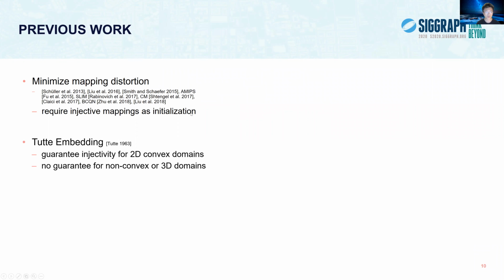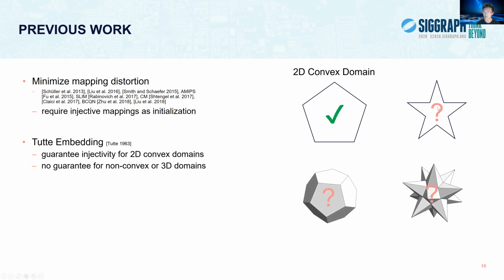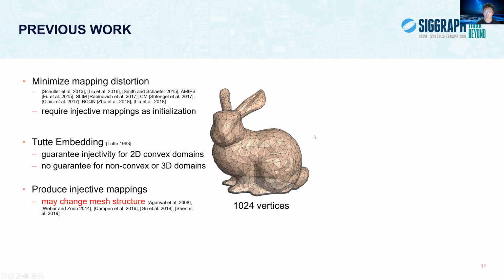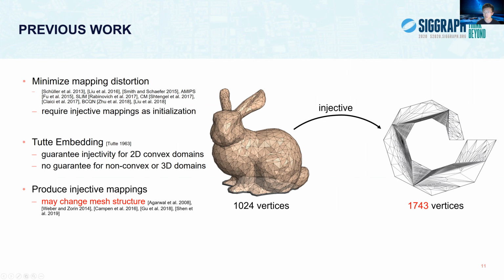Other works try to produce injective mappings. One of the most famous methods is Tutte embedding. If your target domain is a 2D convex domain, Tutte embedding is guaranteed to give you an injective mapping into the domain. However, if the target domain is non-convex or in 3D, there is no guarantee. Recently, there has been some work to find injective mappings into non-convex domains. However, these methods usually need to change the mesh structure and add a lot of new vertices.